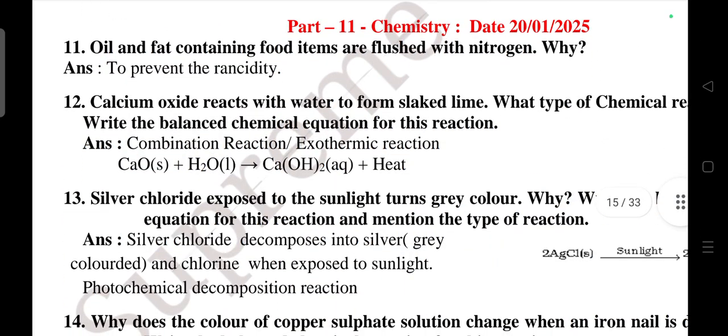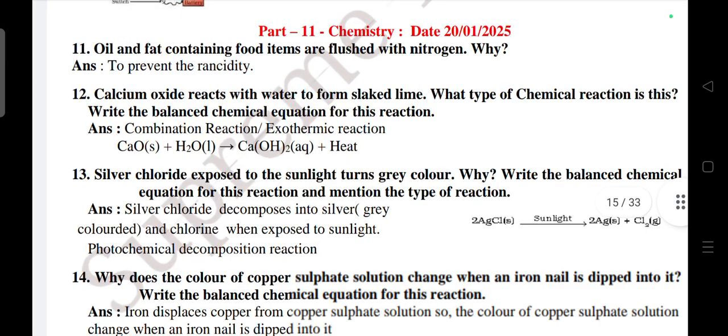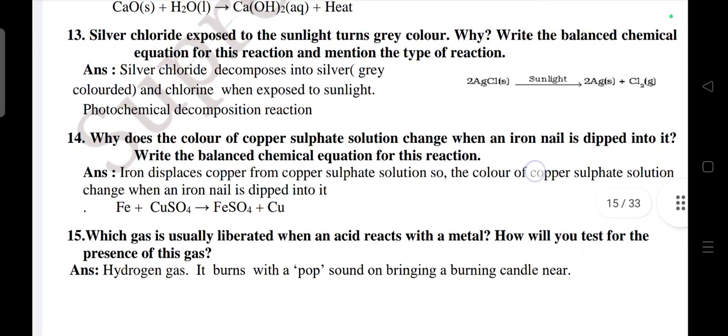Important diagram. Next, coming to the next set of important questions. Oil and fat containing food items are flushed with nitrogen to prevent rancidity. Next, calcium oxide reacts with water to form slaked lime. What type of chemical reaction is this? Write the balanced chemical equation. Silver chloride exposed to sunlight turns grey. Why? Write the balanced chemical equation for the reaction. Mention the type of reaction.